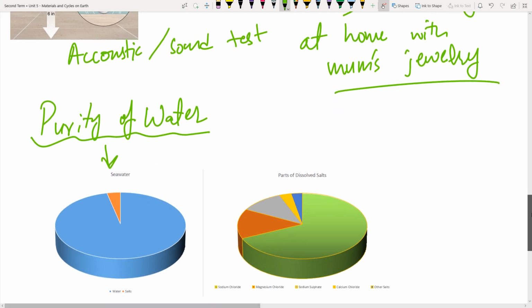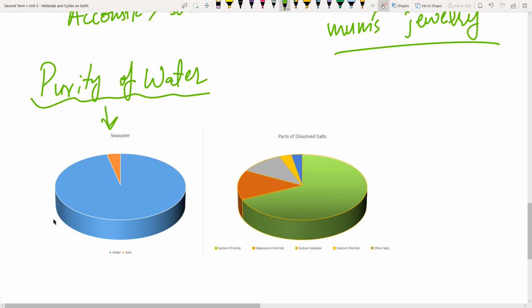So out of the seawater, let's say we have 96.5% water, and it has 3.5% salts, right? So that's the composition, which is this one, right? This part over here.